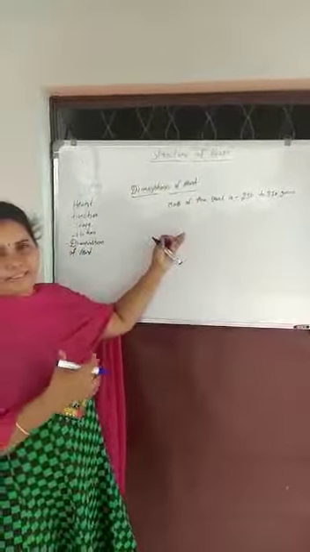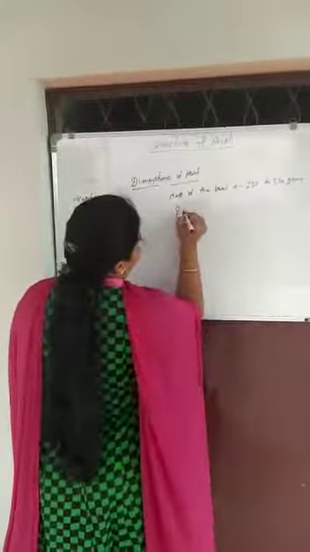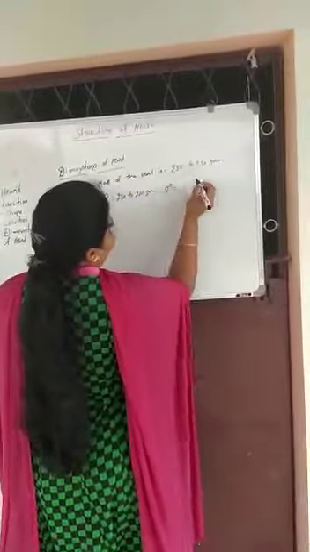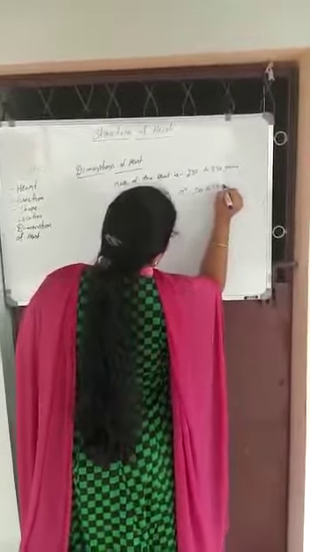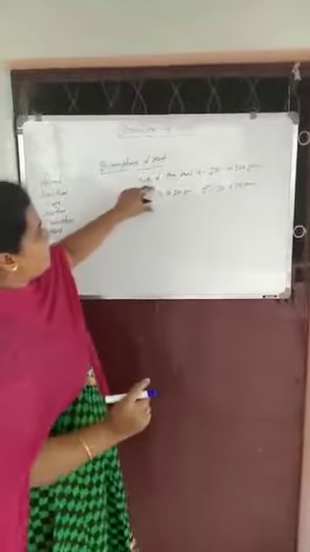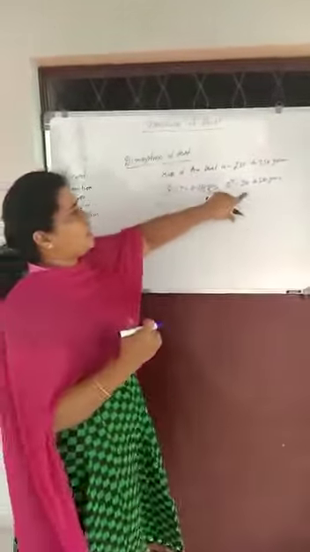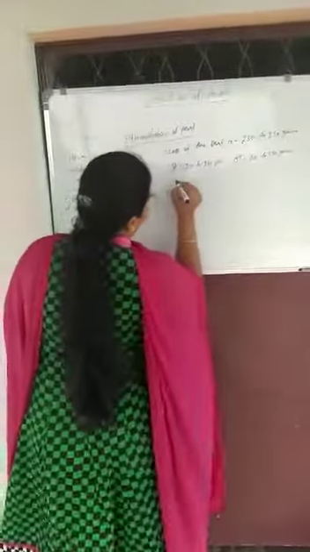In females the mass of the heart is 230 to 280 grams, but in males the mass of the heart is 280 to 350 grams. So in females the mass of the heart is lesser than in males. Next, the size of the heart.